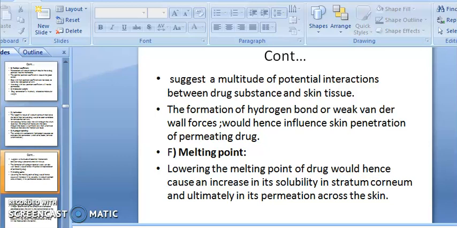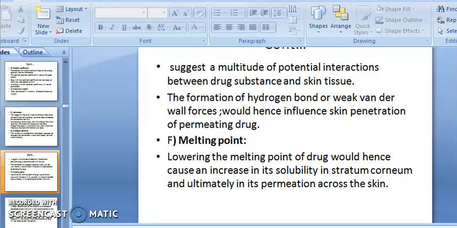Melting point. Lowering the melting point of a drug would hence cause an increase in solubility in the stratum corneum and ultimately its permeation across the skin. Drugs with a lower melting point have the property to pass the stratum corneum at very high speed or very easily.